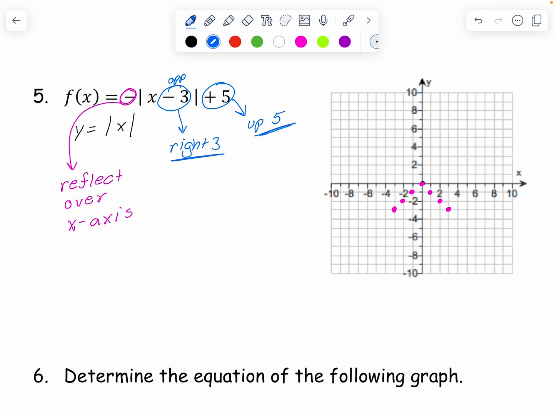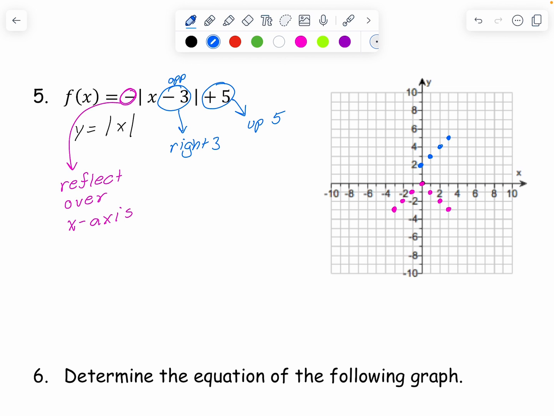But we're going to take those new pink points and we're going to shift them at the same time, right 3 and up 5. So if I take this first point and I shift it right 3, so 1, 2, 3, and up 1, 2, 3, 4, 5. Then we're going to take this next point and we're going to go right 1, 2, 3, up 1, 2, 3, 4, 5. And we've got that one done. Now we take our next one. We go right 3, up 5. Then we take the middle one, the vertex, and we go right 3, up 5.